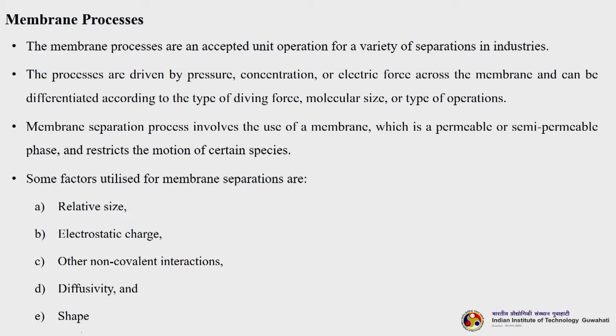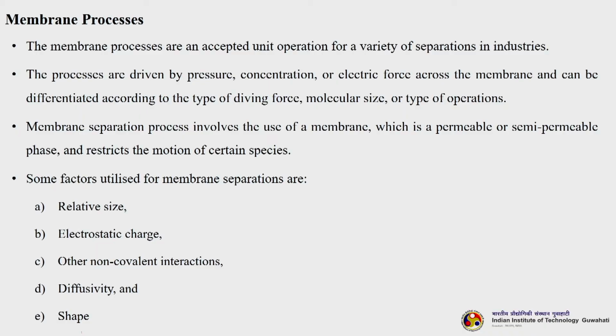Now, the membrane separation process involves the use of a membrane, which is a permeable or semi-permeable phase and restricts the motion of certain species. So, we have understood what is the meaning of permeable or semi-permeable in our last class. Some of the factors utilized for membrane separation are relative size, electrostatic charge, other non-covalent interactions, diffusivity and shape.